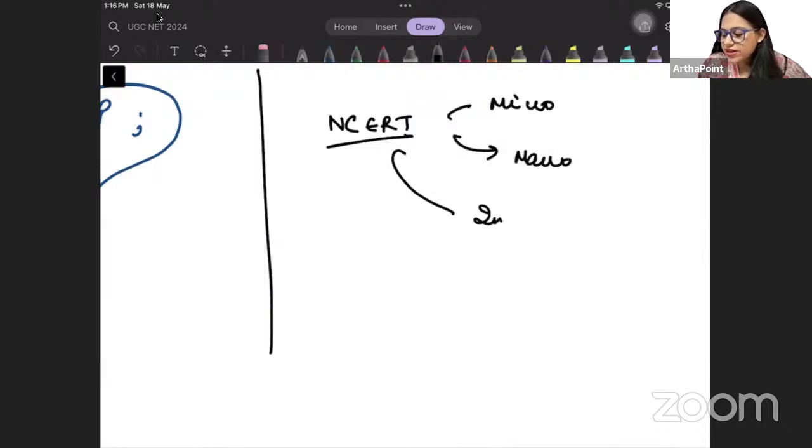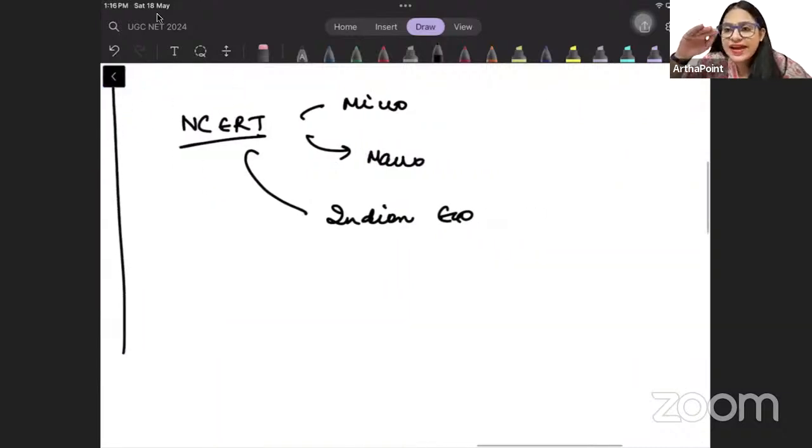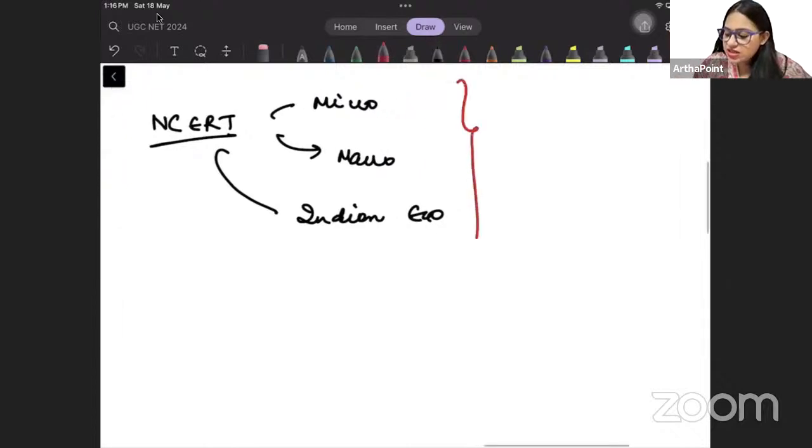You will go through the Indian Eco NCERT also. But you need to be at par with other students. So along with these, make sure you follow a book called Mankiw.